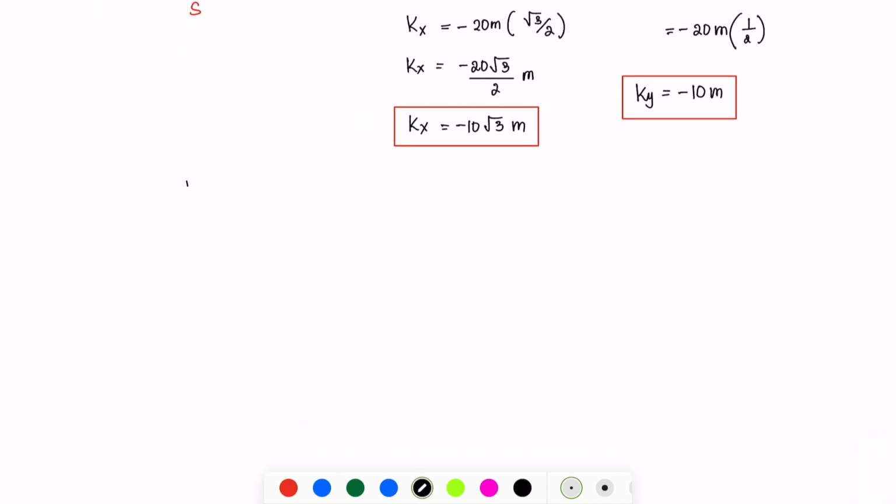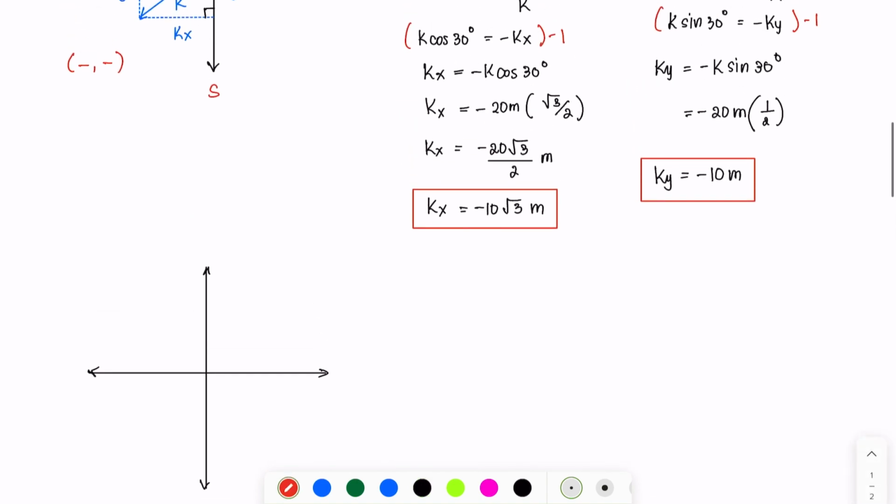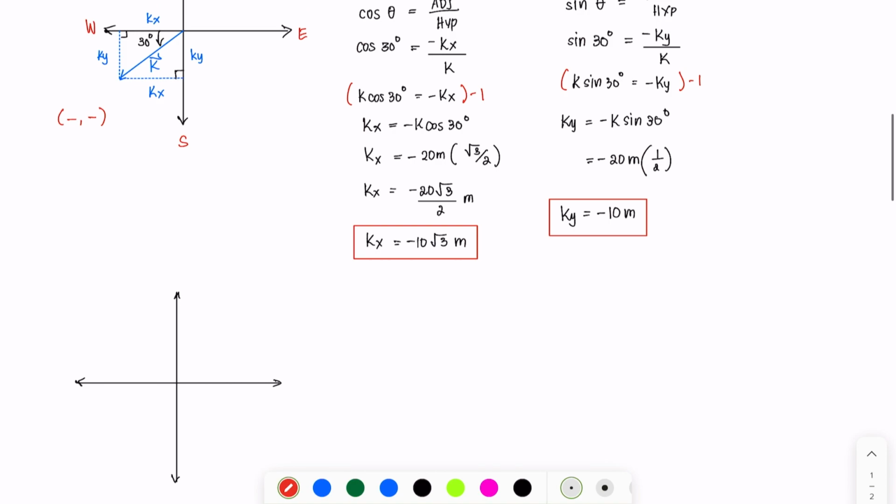So let's do this together. You create your Cartesian plane. Okay, so this is your Cartesian plane. And take note that you have to be consistent with your directions. So for my first vector, this is my north. So that should be the same direction on my second vector and the succeeding vectors.